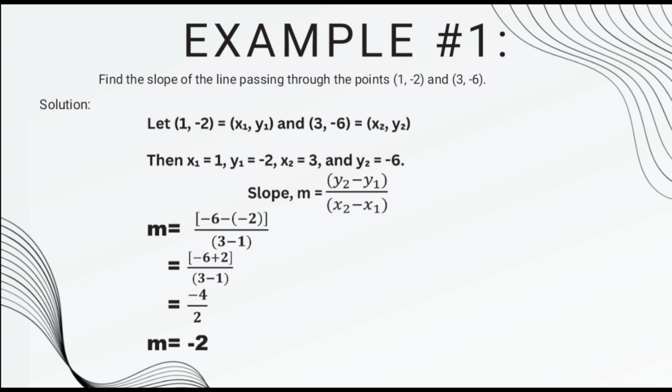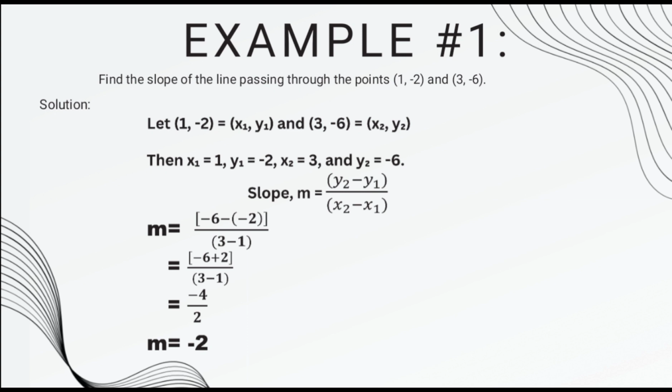So our x sub 1 here is 1, y sub 1 is negative 2, x sub 2 is 3, and y sub 2 is negative 6. And our formula for finding the slope of a line given 2 points is m is equal to y sub 2 minus y sub 1 all over x sub 2 minus x sub 1. Now, we're going to substitute the values for y sub 2 minus y sub 1. So it will be negative 6 minus negative 2 all over the values of x sub 2 and x sub 1. So it will be 3 minus 1.